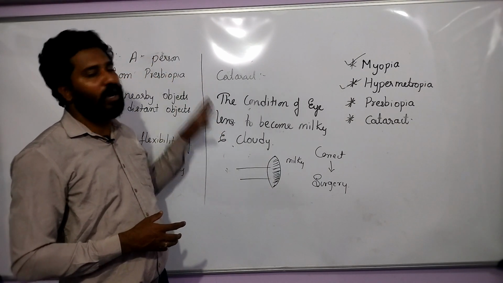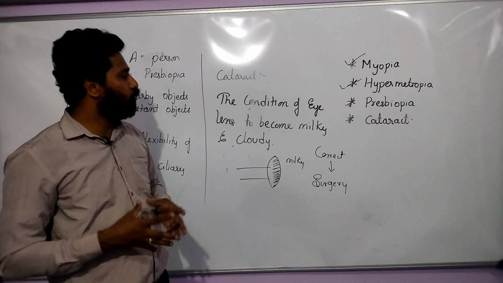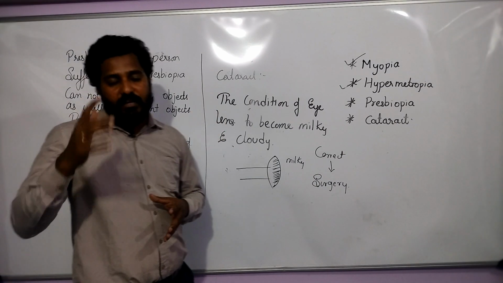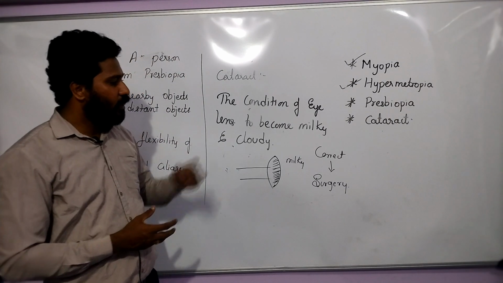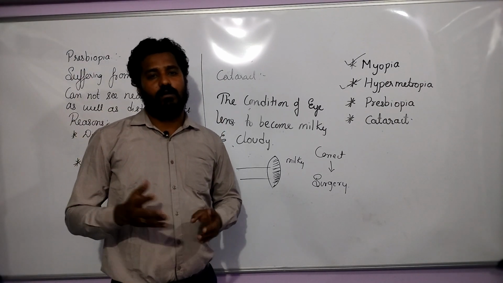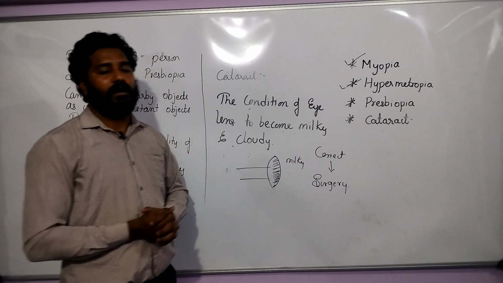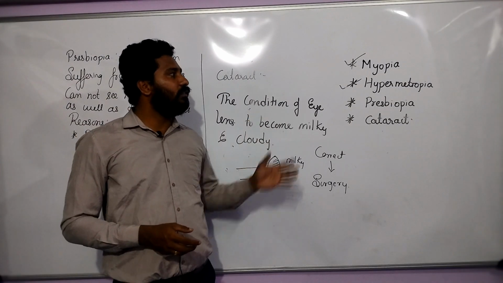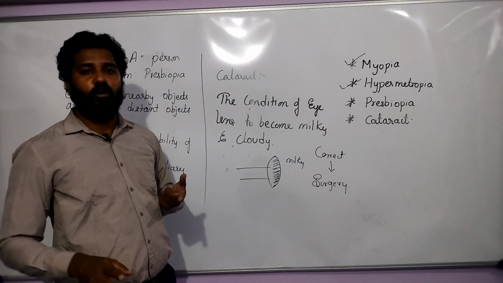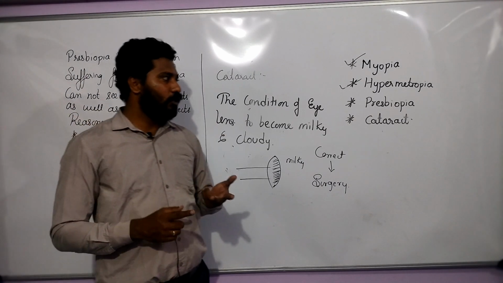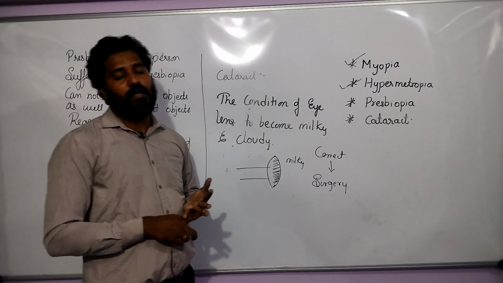But what is cataract? If they ask you a one word question or a 1 mark question, we will write: the condition of the eye lens becoming milky and cloudy is called cataract. We can go for surgery, and this is how we can correct the vision. So these are all the important defects of the eye. We have 4 important defects to recall: myopia, hypermetropia, presbyopia and cataract.